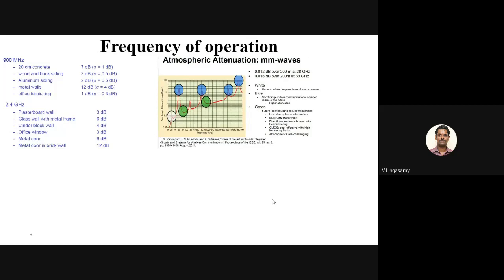For example, you will consider many scenarios: concrete wall, wooden brick siding, aluminum siding, metal walls, office furnishing, all that stuff. He will pass 900 megahertz and observe how much it gets attenuated. Similarly, 2.4 gigahertz, how much it gets attenuated. Based on that only, they will decide that 2.4 gigahertz can be used, because it has relatively low attenuation for some of the features. So I can use it for Wi-Fi networks. But 900 megahertz, I can use for 2G because of this kind of thing.